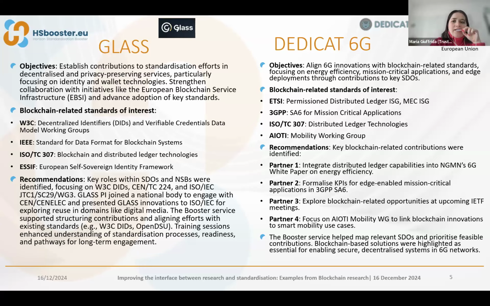On the other side, Dedicat 6G was a project mainly on 6G, as the name suggests, but they were interested also, among other things, in understanding better how to innovate in blockchain-related areas, focusing especially on energy efficiency and edge deployments. So they had in mind already some standards committees of interest in ETSI, 3GPP, ISO, more specifically, and the service in this case helped them understand how to tackle all these different areas, guiding on what the role of each partner in the consortium that was involved in the standardization task could be. So formalization and guidance in this type of strategy was given by HSBooster.